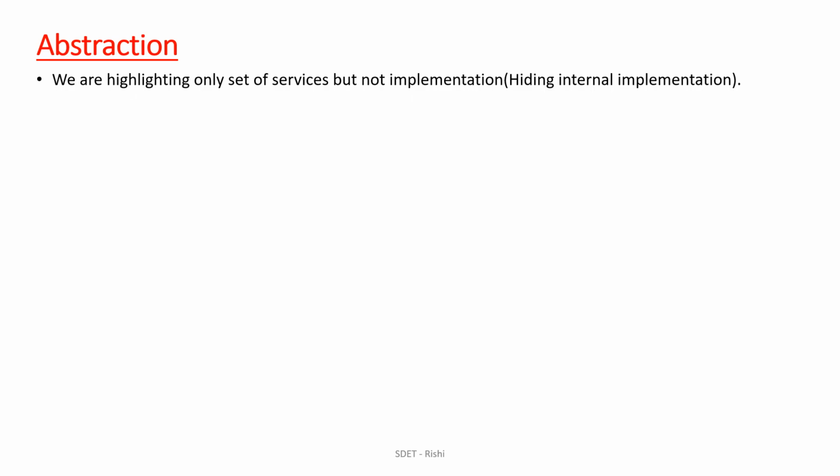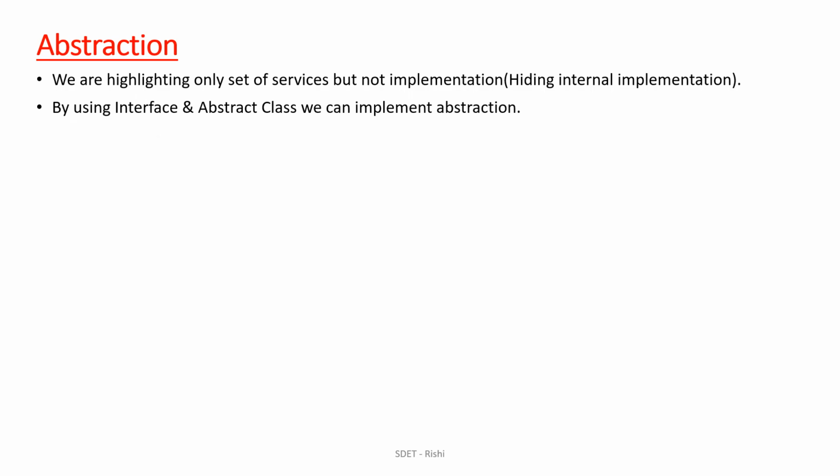Basically, abstraction is nothing but highlighting some set of services without saying how those services have been implemented inside the programming language, whether C++, .NET, or Java, whatever language the ATM system is using. We are not talking about the implementation, we are simply giving the set of services. The user checks the services of the ATM, and once the user is valid, they can log in properly and get the data from that ATM machine.